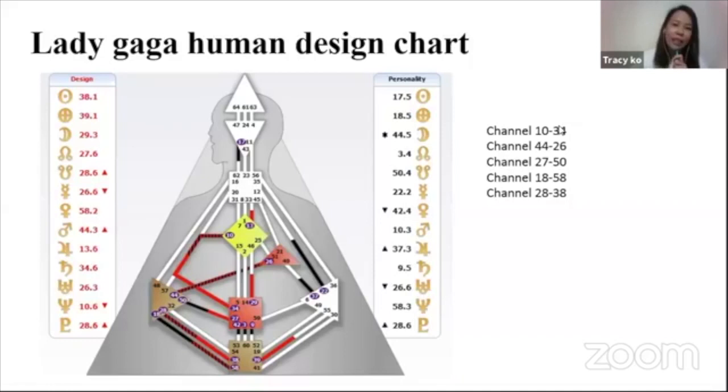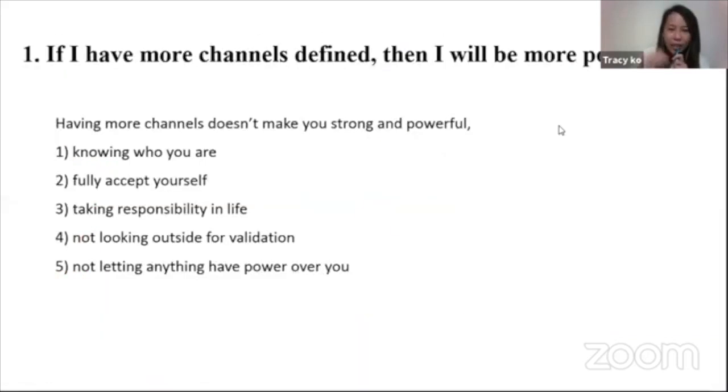So what I'm trying to say is that you don't really need to have more channels to be more powerful. To be more powerful, what you really need to do is, number 1, know who you are. Number 2, fully accept yourself. Number 3, take responsibility in your life. Number 4, stop looking outside for validation. And number 5, stop letting anything have power over you. This is what you need to do to be powerful, and it really has nothing to do with how many channels you have in your design.